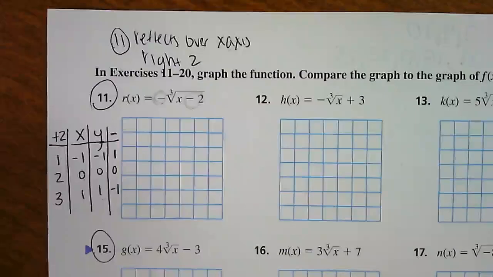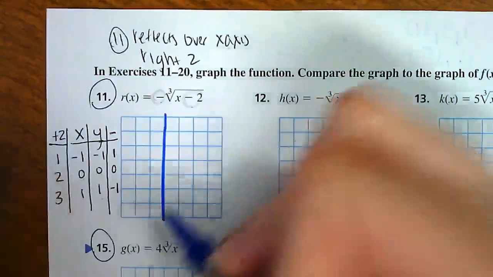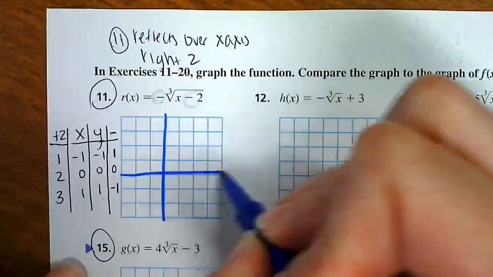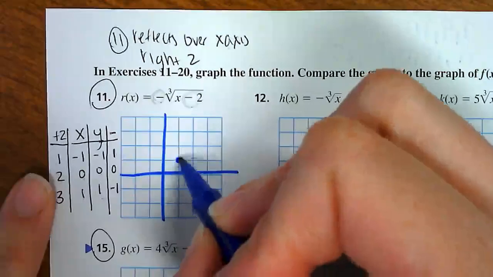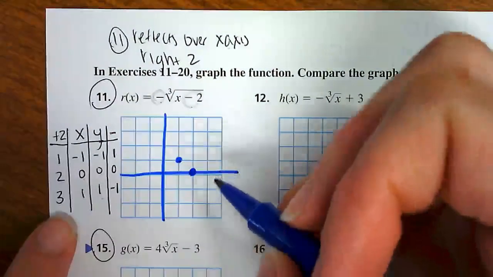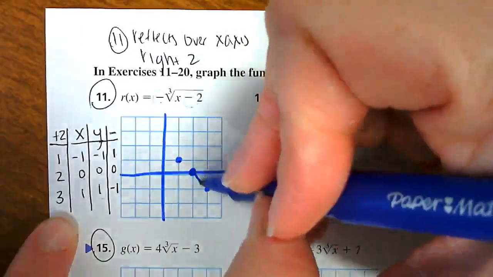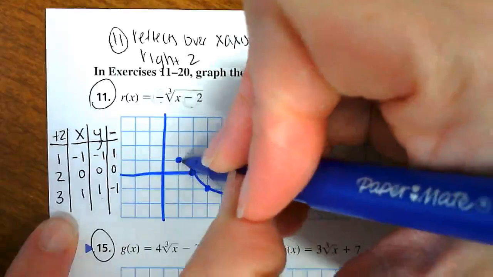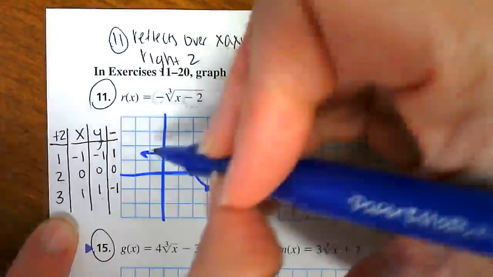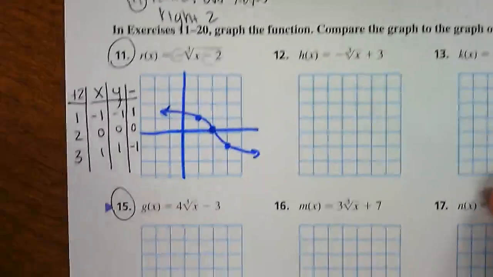So the values on the outside give me the points I'm going to plot. I'm going to plot 1, 1. I'm going to plot 2, 0. I'm going to plot 3, -1. This is going to curve this way. This is going to curve this way. Okay, my domain and range are still all reals.